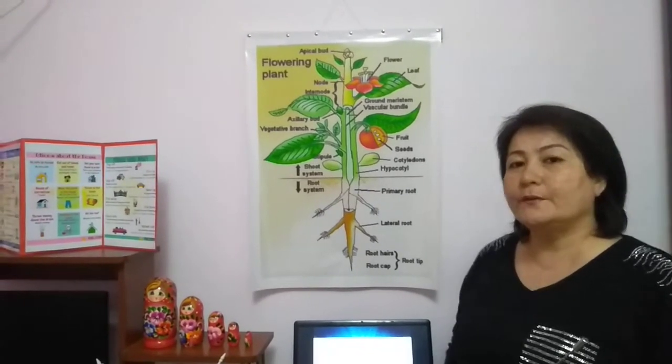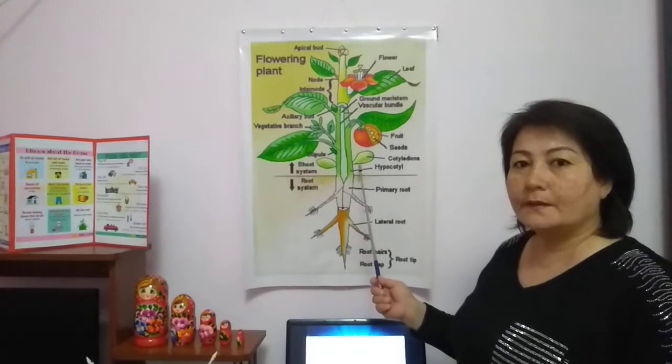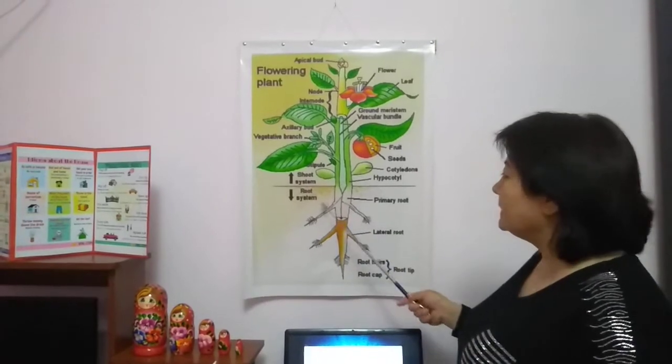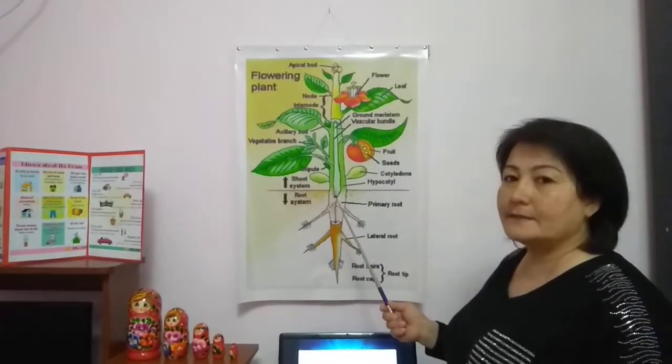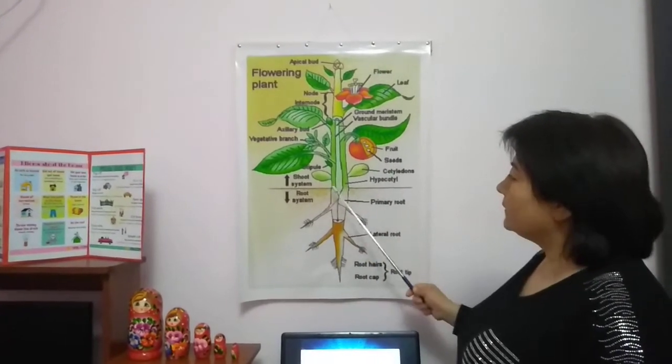I'm going to explain to you about flowering plants. Look at the picture, please. Flowering plants divide into two parts. The first part is the root system and the second part is the shoot system. Look at the root system first.